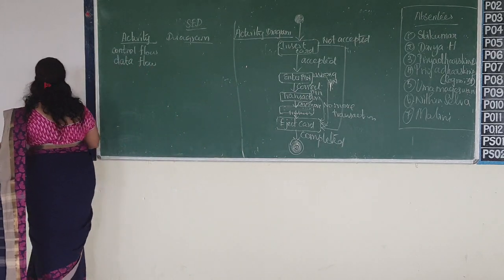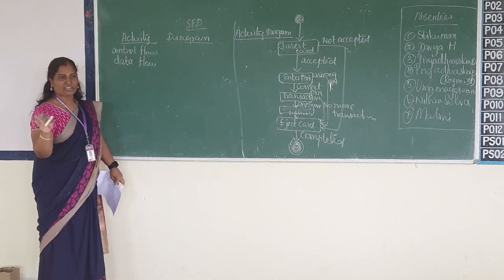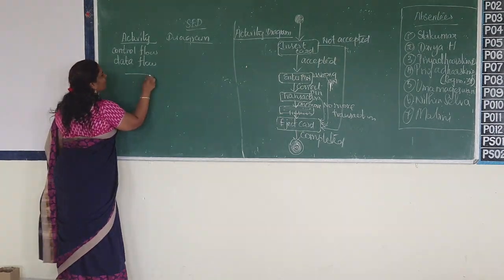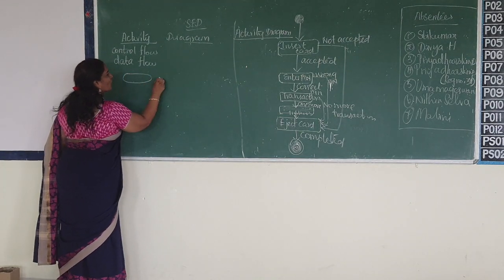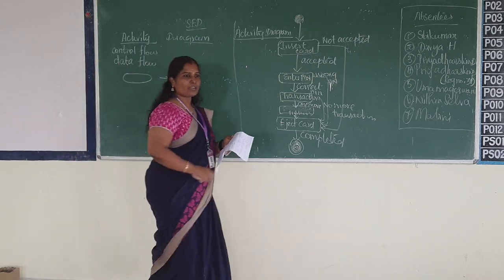We have seen this already, but still, suppose this alone is asked, you must know it clearly. So what about the symbols we will be using? We will be using oval and arrow.